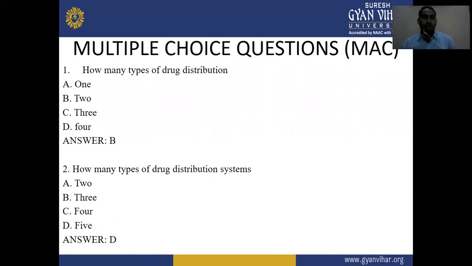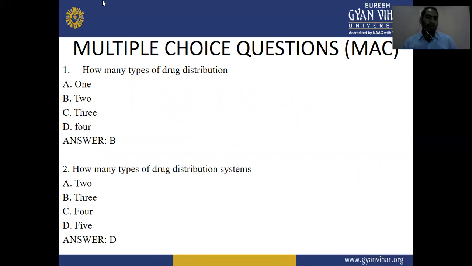Multiple choice questions of drug distribution system in hospital. How many types of drug distribution system? Option A is 1, option B is 2, option C is 3, option D is 4. The right answer is B. Two types of drug distribution system: first one is inpatient drug distribution system and second one is outpatient drug distribution system.